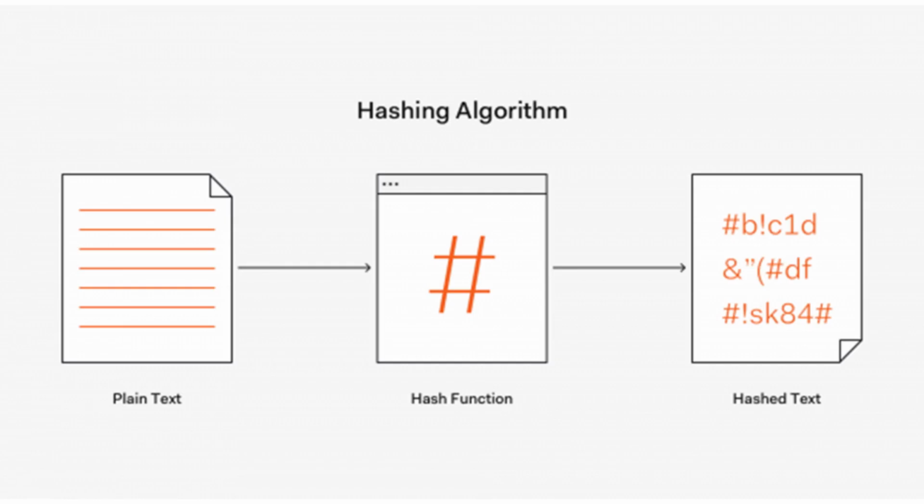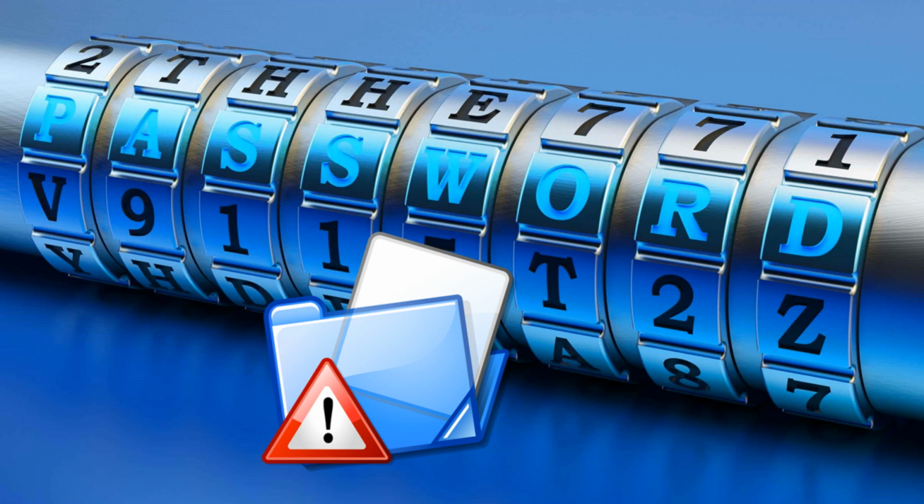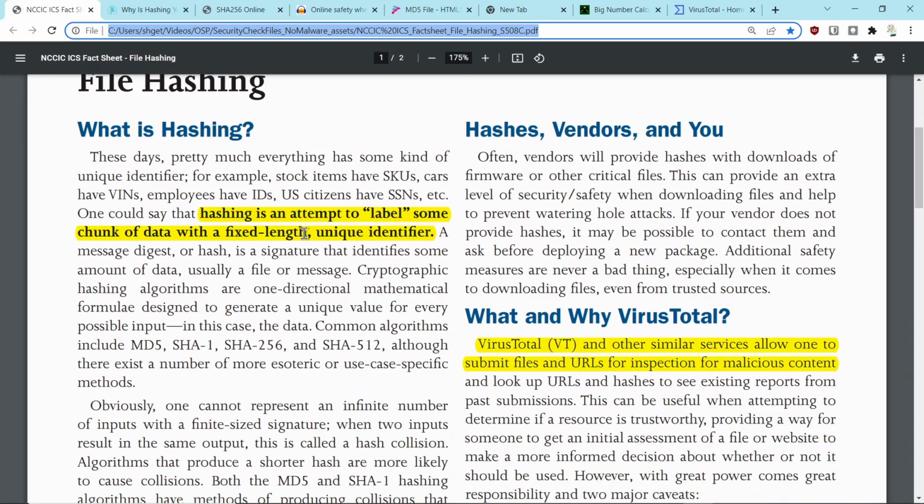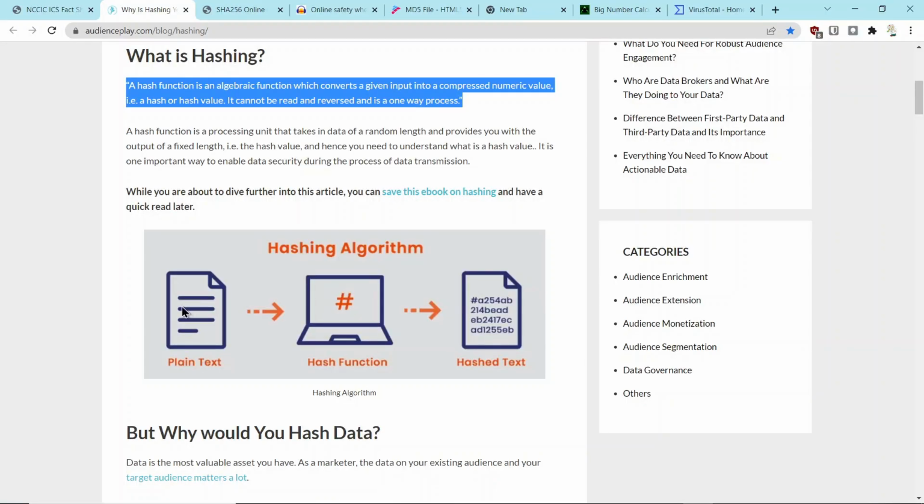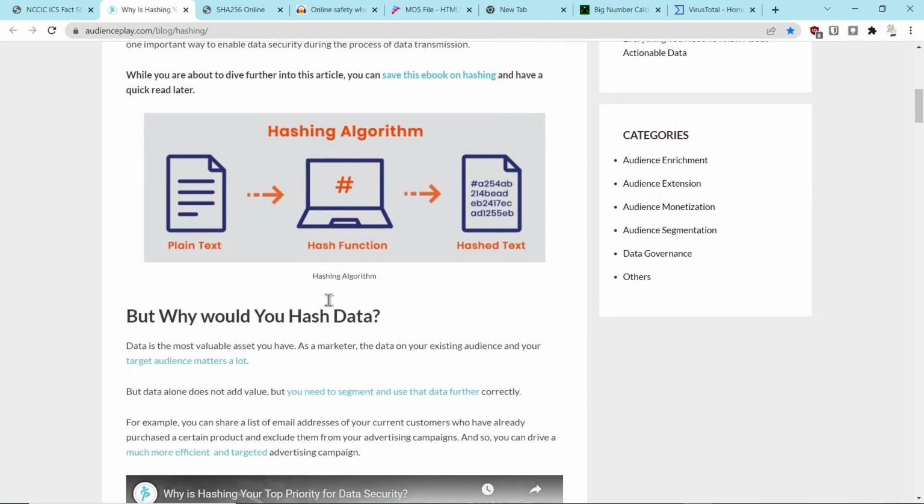So let's get started. We'll go through the concept of hashing because it's an important concept for securing the integrity of files. So let's start out here with what is hashing? It is an attempt to label some chunk of data with a fixed length unique identifier. Put the file through a hash function and out comes the hashed text. That is a unique string of information.